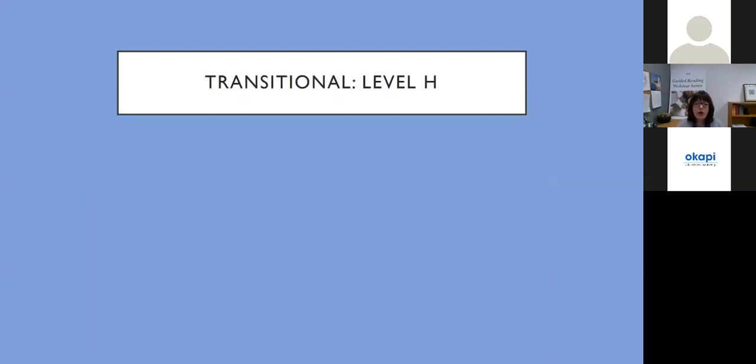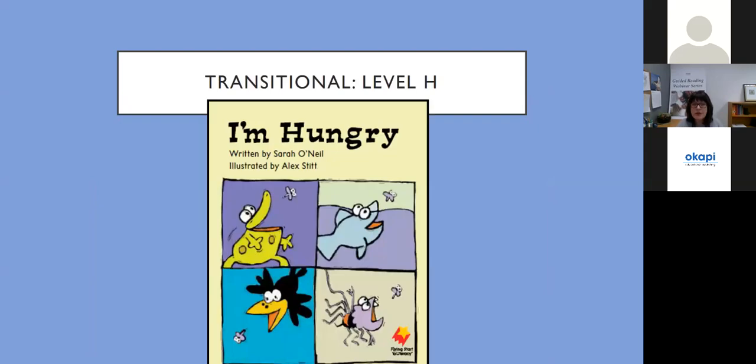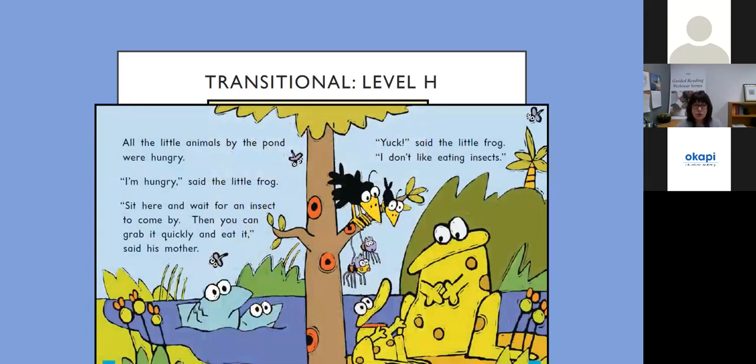In the next stage up, in the transitional stage, one of the things we're starting to notice is whether or not kids are integrating meaning, structure, and visual. So they're really learning to look at text and think about what makes sense. Does it sound right? Does it look right? And they're going to see words where they have to look for chunks in the words.